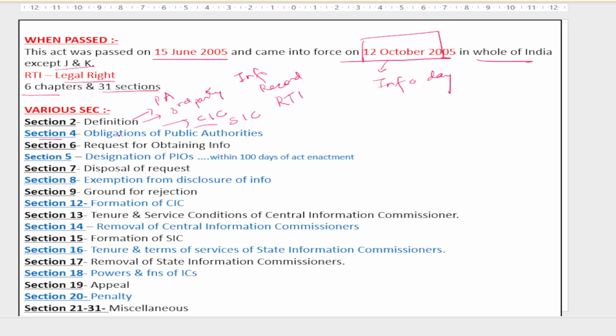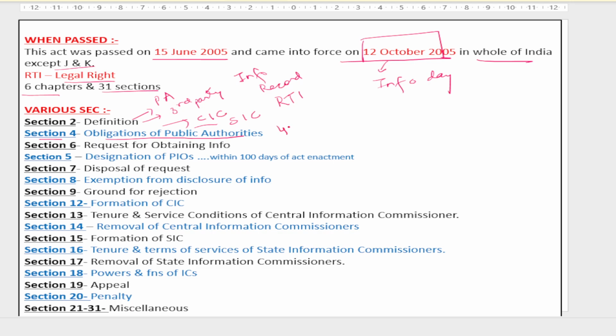Section 4 covers the obligations of public authorities. What are the public authorities obligated to do? So the public authorities, they need to make suo motu disclosures to the public in such a way that the public does not have to resort to the use of RTI Act.